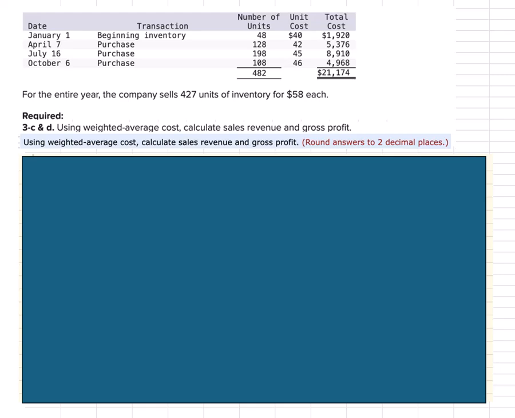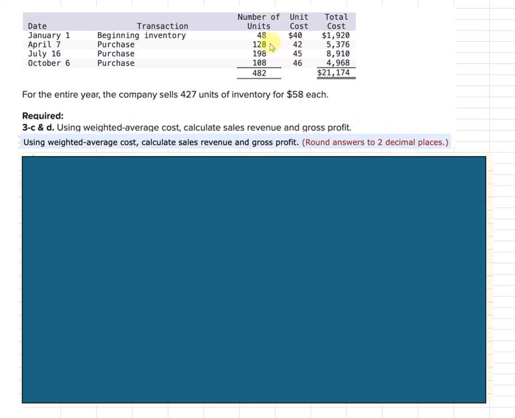Okay, let's take a look at this weighted average inventory accounting exercise. So we have the following information, right? We've got beginning inventory, 48 units that cost us $40. And then we had three purchases that all came in at different prices.